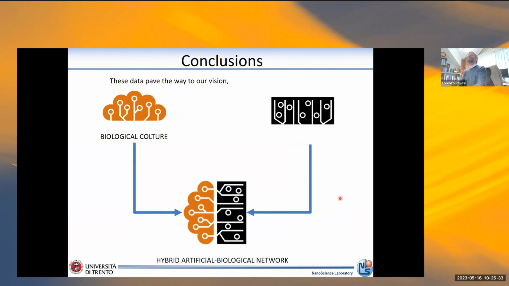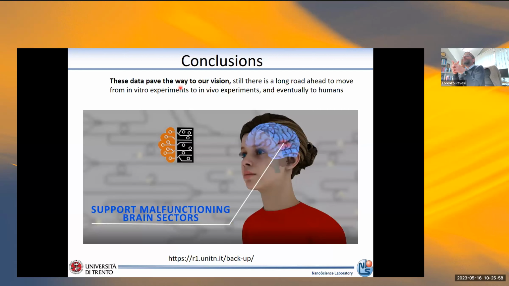And so here I'm showing you that these hybrid artificial biological networks and the data that we have collected paved the way to our vision to be able to integrate and build a hybrid network of artificial and biological neurons. Still, there is a long road ahead in order to move from the in vitro experiment that we are doing to in vivo experiment and eventually to humans.